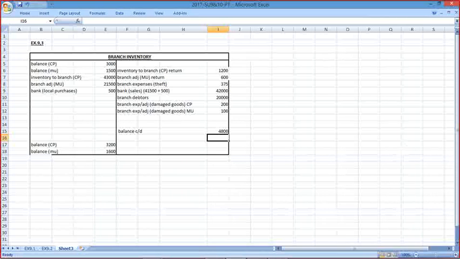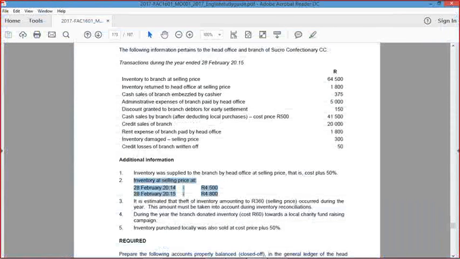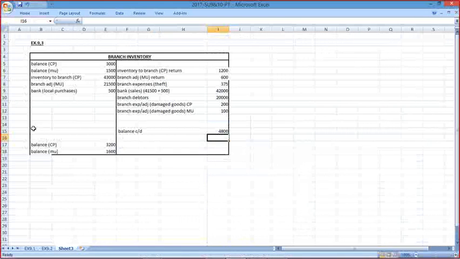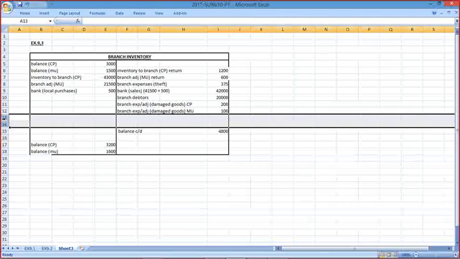Okay, next adjustment. It is estimated that theft of inventory amounting to 360 selling price occurred during the year. This amount must be taken into account during inventory reconciliations. So, more theft. Where's this going to go? Again, it will be an expense because it's a theft, but then we also have to credit the branch inventory account.